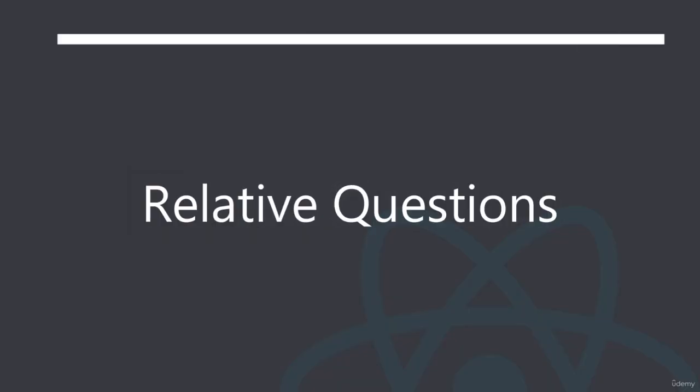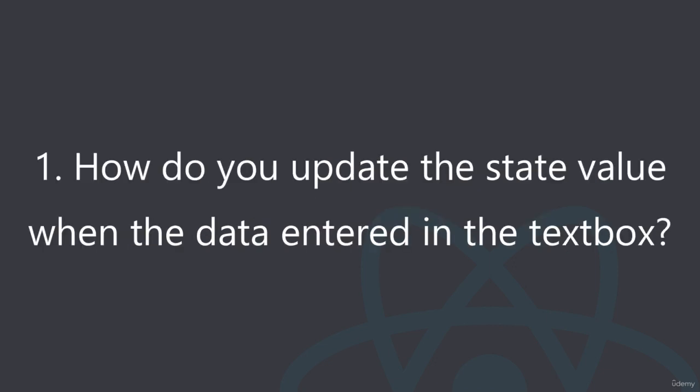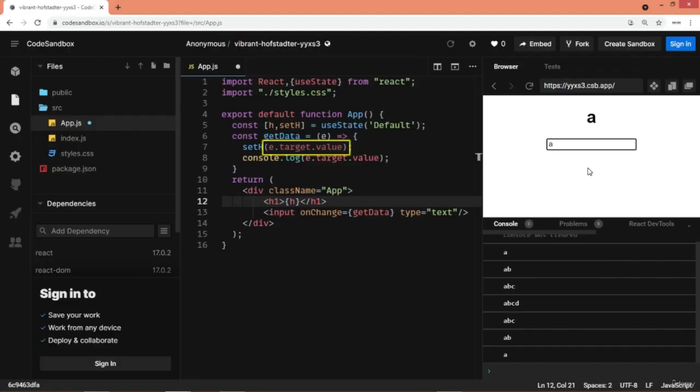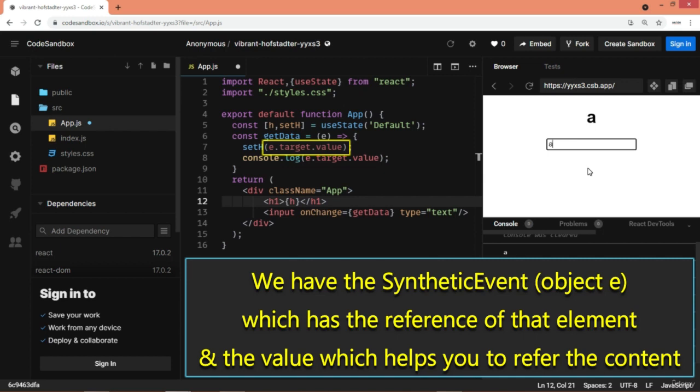Now let's talk about a related question, that is, how do you update the state value when data is entered in the text box? As we have seen, we call e.target.value, and we have the setter function for the state. The important point here is that we have the synthetic event, that is the object e, which has the reference of that element and the value which helps you to refer to the content.